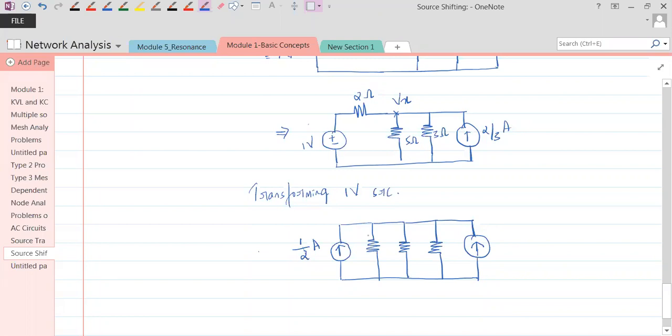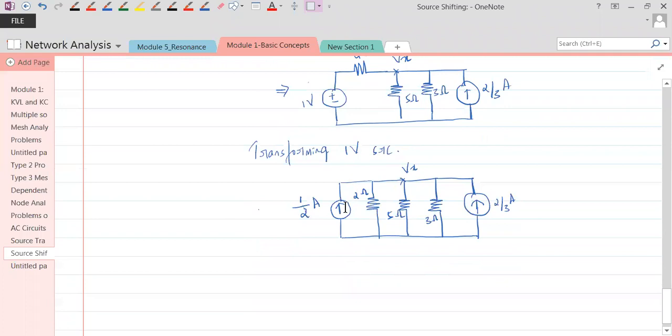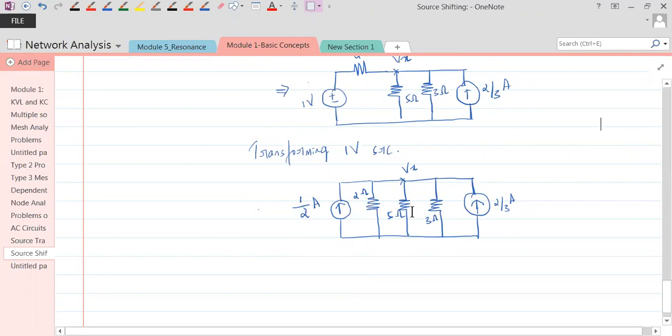Understand this? Now this is 2 ohms, 5 ohms, 3 ohms, and 2 by 3 amps. We are not supposed to lose 5 ohms because there is Vx dropping across that. Now see how beautifully the circuit has come. What is that? All these are in parallel now. All these branches are in parallel. So these two current sources are in parallel. Okay, all the resistors are in parallel. Let's not combine all the resistors. Let's keep this 5 ohms as it is.